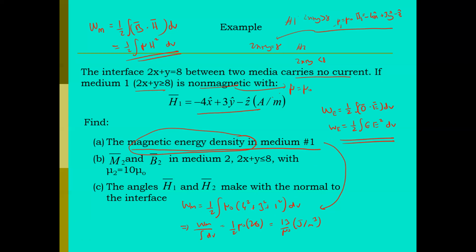For the second part of the question, we need to find H2 and B2 in medium number 2, where we have 2x plus y less than 8 with mu2 equals mu naught.